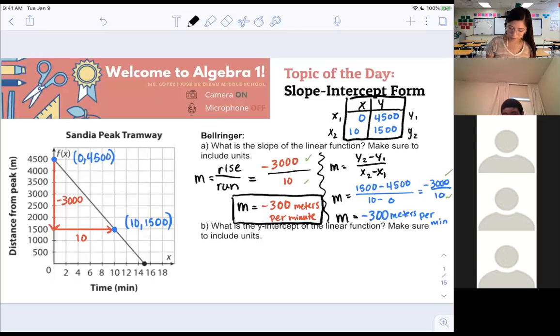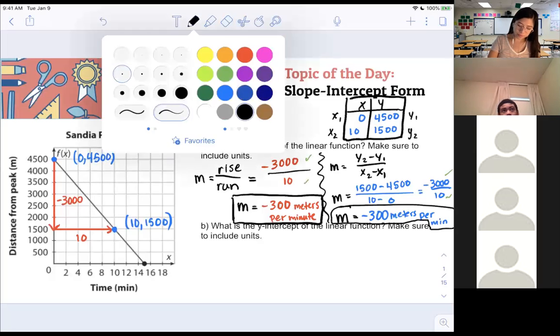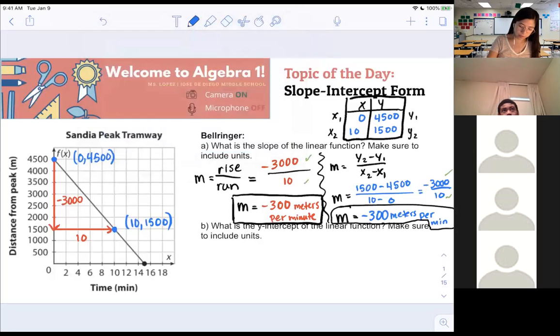All right, so I've shown you guys how you get the same answer no matter which strategy. So when it comes time, if it's asking you for the slope, you get to choose whichever strategy you prefer. Now, y-intercept. What is the y-intercept of this linear function? 4,500. And where did you look for that? At the first point on the x-axis. Yeah, exactly. The very first point.